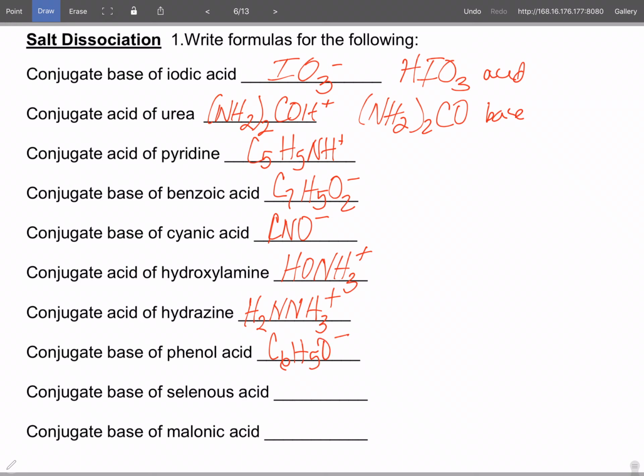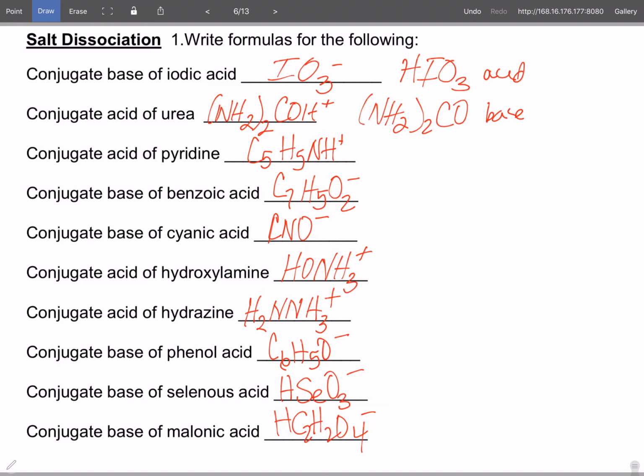C6H5O minus, HSeO3 minus, and HC2H2O4 minus for malonic. Now, notice if I've gained a proton, I gained a positive. If I lost a proton, I gained a negative. Well, I lost a positive, which leaves me with a negative. So when you look at these, the charge is as critical as the loss or gain of the proton.